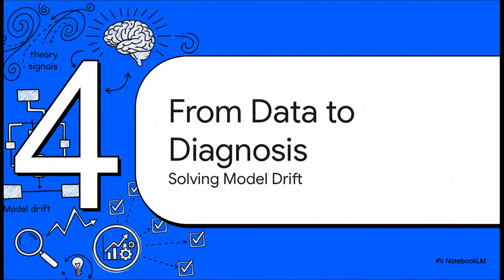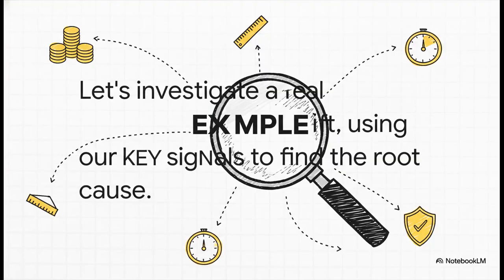So we have the theory, we have the signals, now let's get our hands dirty and see how this all comes together in the real world. We're going to use these signals to crack the case on a real example of model drift. Okay, let's go back to our crime scene, that production incident. A new fine-tuned model was deployed. Infrastructure looks great, but the users are unhappy. Now the data from our 5 key signals is about to tell us exactly what went wrong.